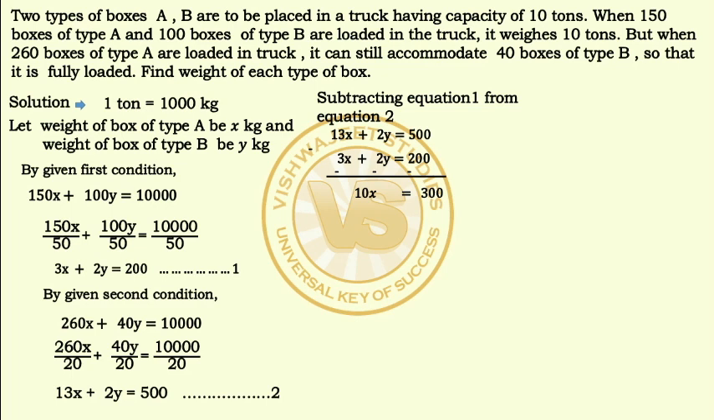Here, the term having variable y will get cancelled. We get the value of x. After dividing 300 by 10, we get x is equal to 30. To find the value of y, substitute this value of x in equation number 1, which is our simple equation.